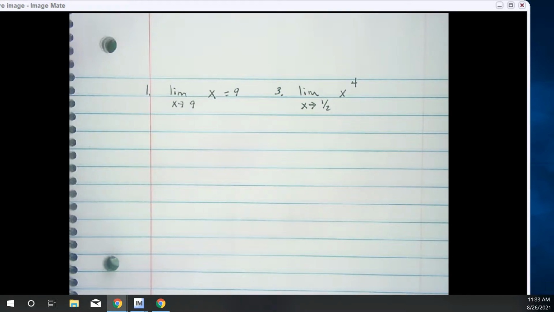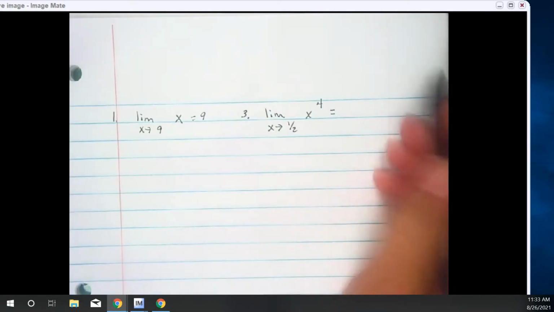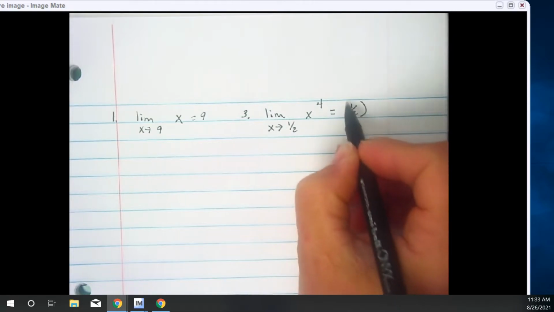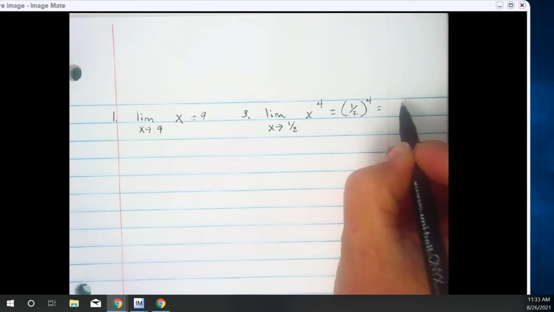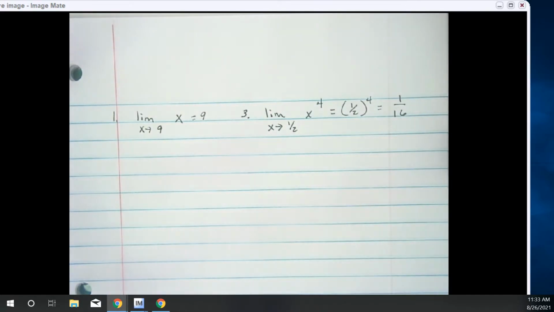Okay, so what about the limit as x approaches 1/2 raised to the 4th power? If you substitute, direct substitution, 1 to the 4th power is 1, 2 to the 4th power is 16. The limit is 1/16.